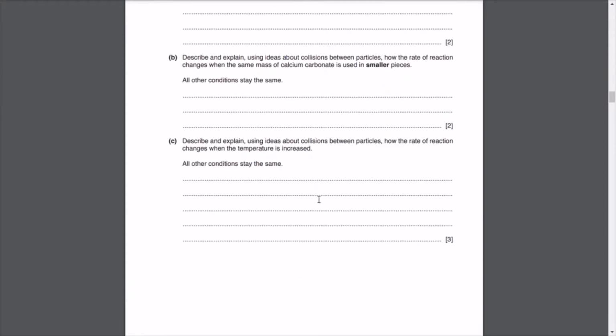Part C. Describe and explain, using the ideas about collisions between particles, how the rate of reaction changes when the temperature is increased. Earlier we had to write related to surface area, and this time we are supposed to write related to the temperature. If we increase the temperature, that means kinetic energy will increase. If kinetic energy increases, there will be a greater number of collisions per second, due to which the rate of reaction will increase. Assemble the answer, write it in proper format so that things are linked together, and you will get all marks.